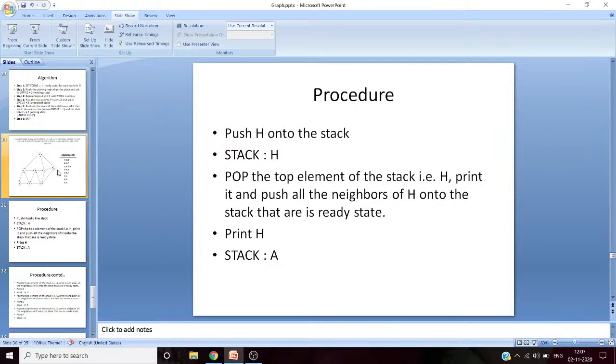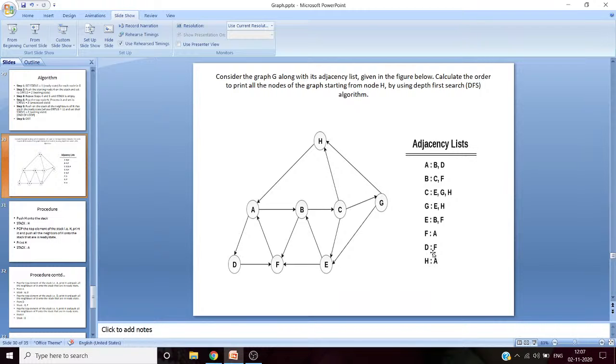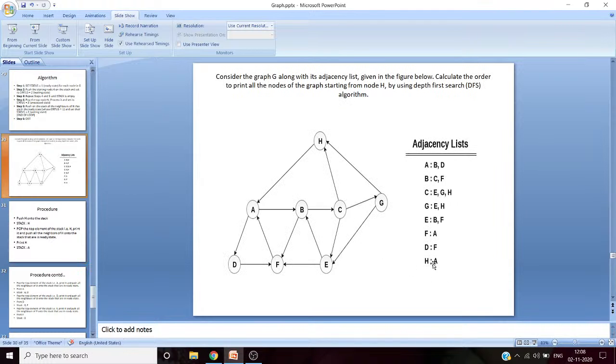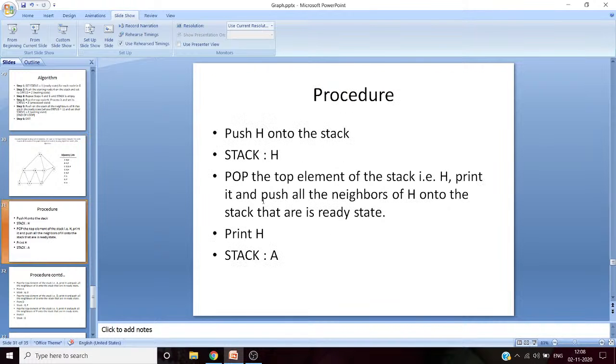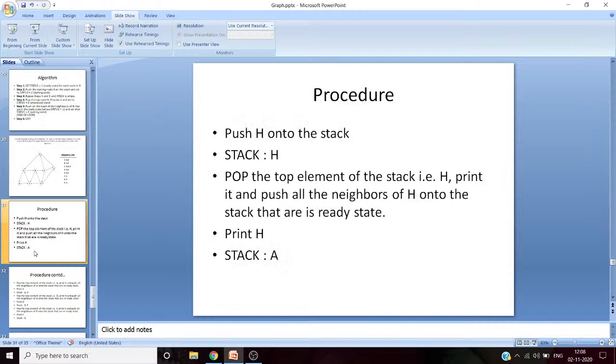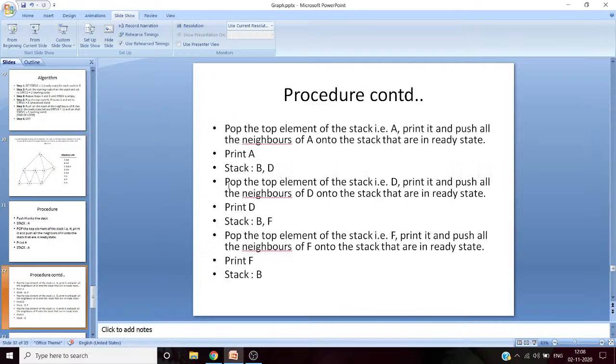We will check the adjacency list. H has the neighbor A. How many neighbors are there for H? Only one, A. We will print H, then push A in the stack. Now the top of the stack is A. We will see the adjacency list of A, which has B and D as its neighbors. So we will print A, and then B and D will be pushed in the stack.